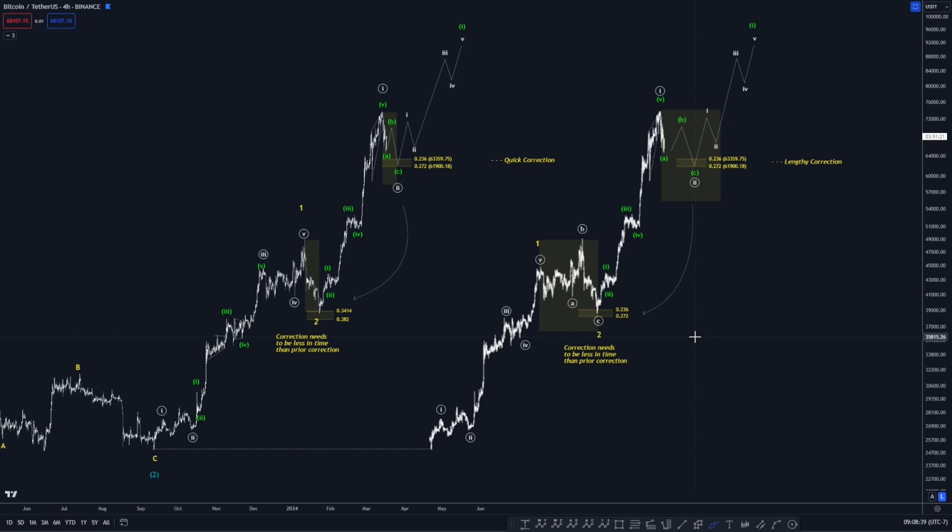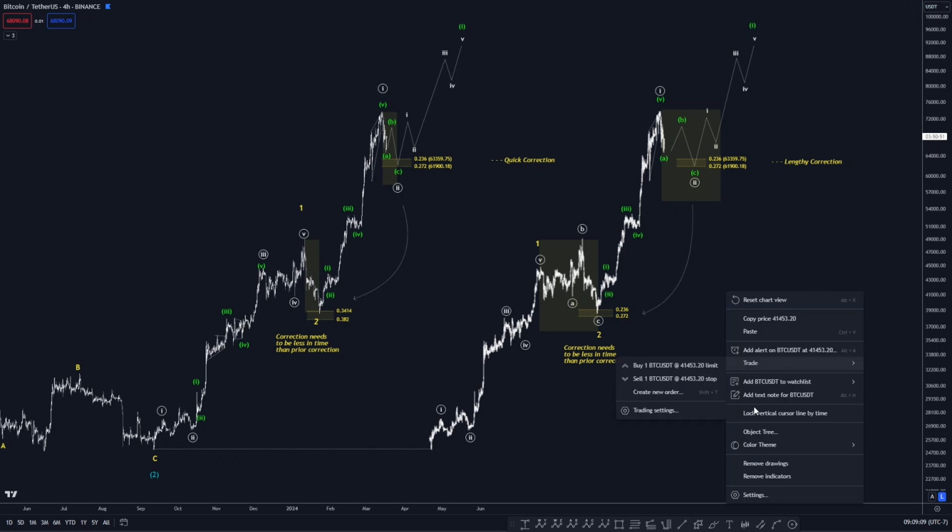So I do favor this structure-wise from a bullish perspective. If you are super bullish in Bitcoin, you do want to see this perspective. So it depends if we get a quick correction and take the highs, or if it's a lengthy correction. These are the two main considerations here.